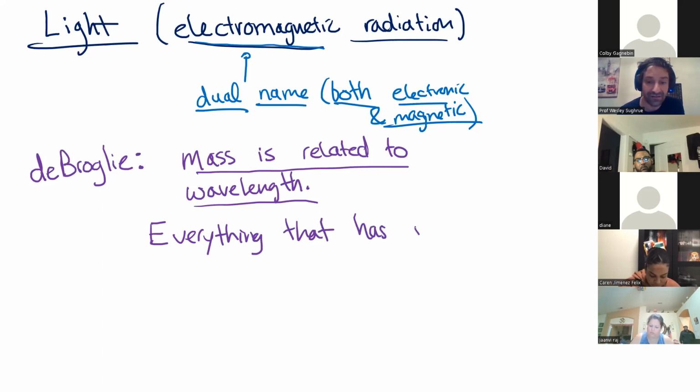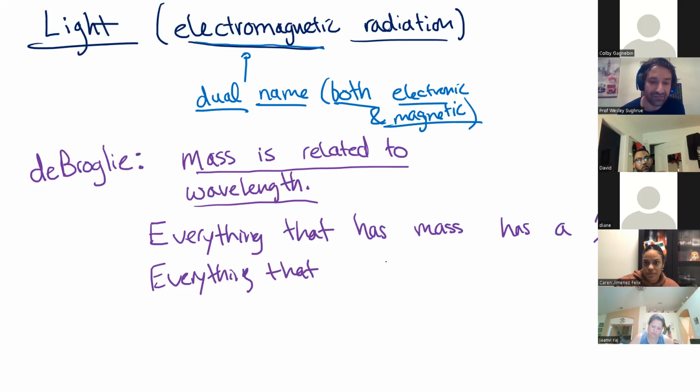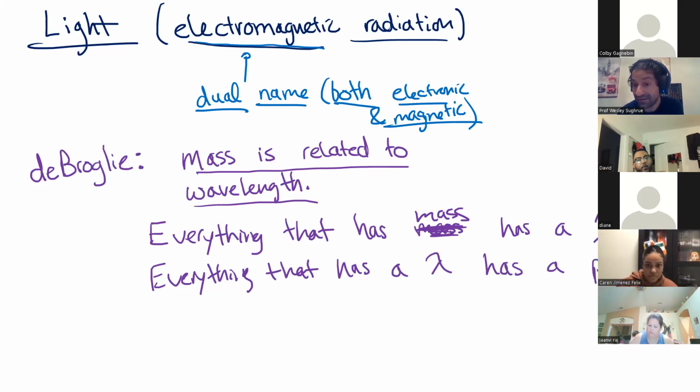that has mass has a, I'm going to use lambda here, lambda to represent wavelength, and everything, well, I shouldn't say that has mass. Well, everything that has, yeah, everything that has mass has a wavelength, and everything that has a wavelength, at the very least, has a particle nature. Now, I have to phrase it that way because there are some things that have particle nature that we consider to have zero mass.